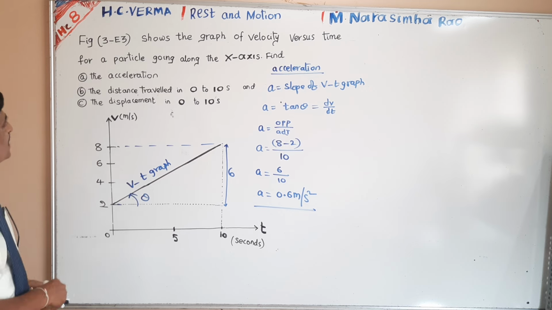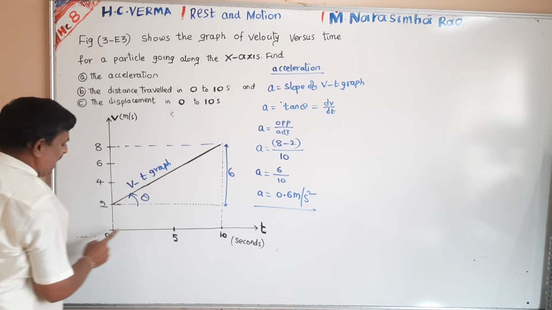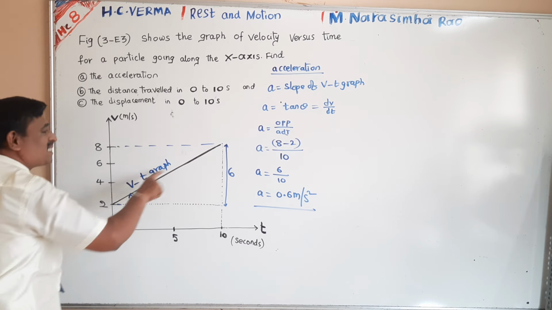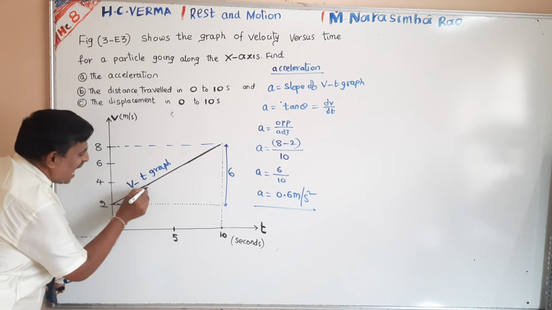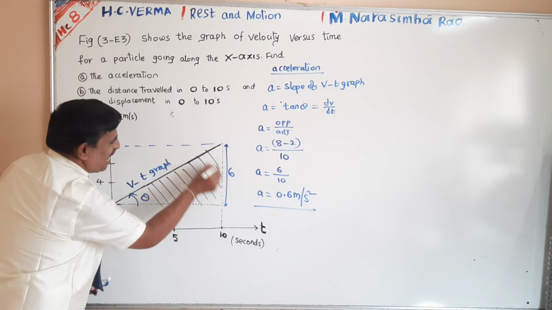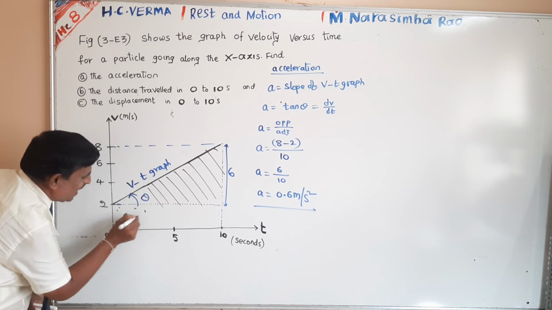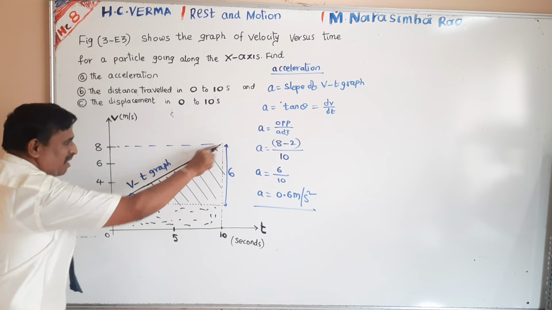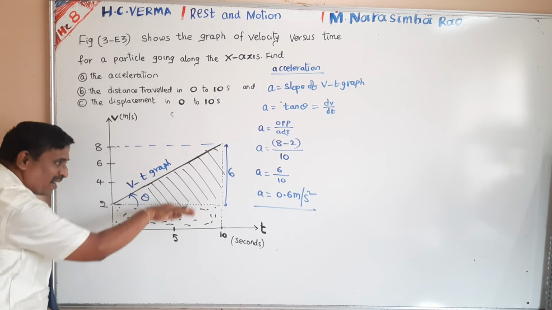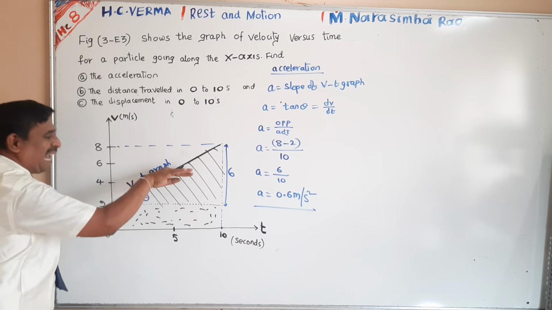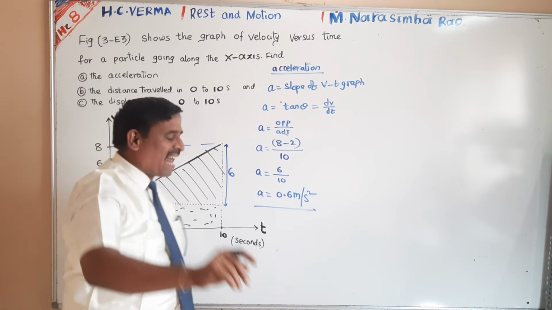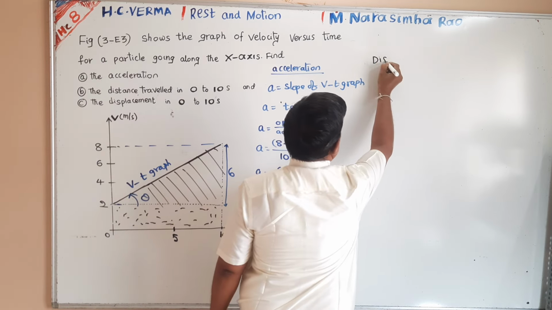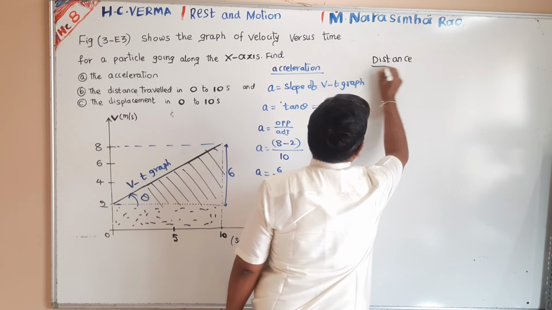Now they are asking for the distance traveled between 0 to 10 seconds. Here, this is the velocity time graph, and this is the area under the velocity time graph. This complete area gives the distance traveled between 0 to 10 seconds. They are asking the distance traveled in 10 seconds.